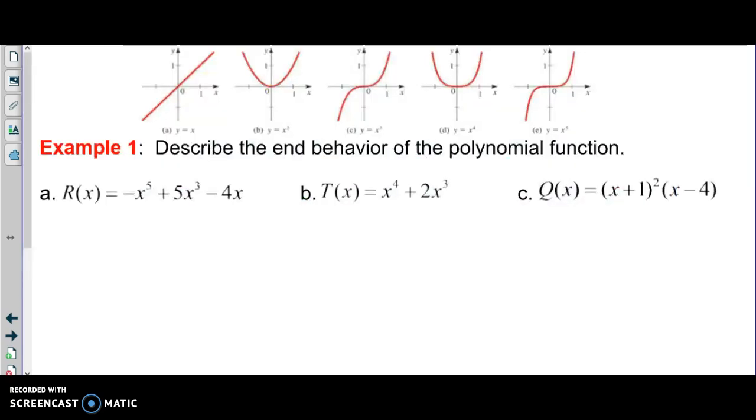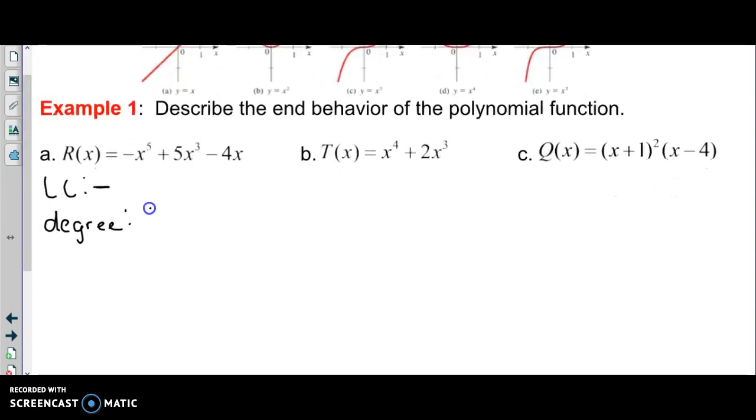So we're going to do an example. It says describe the end behavior of the polynomial function. The first thing I'm going to look at is what is my leading coefficient sign? For this one, the leading coefficient sign is negative. Next I'm going to look at what's going on with the degree. The degree of this polynomial is an odd degree. 5 is classified as being odd. So this tells me that my graph will go something like this on one end, and on the other end, it'll do something like this.